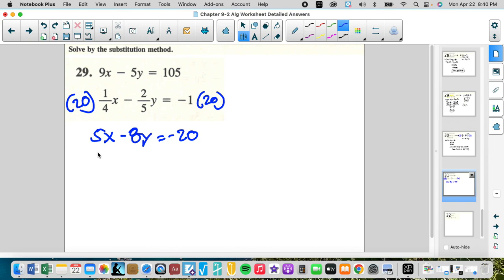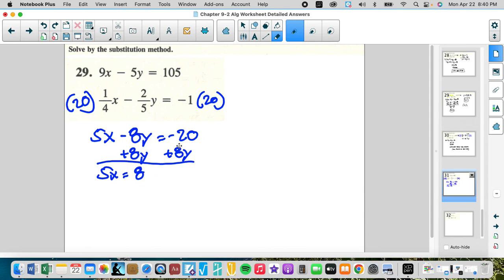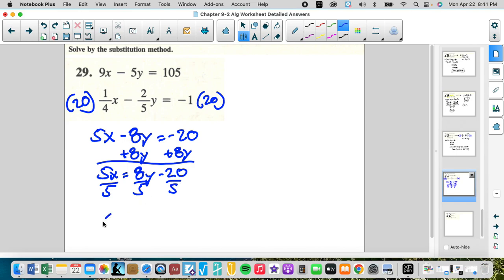Now I'm going to move things around. I'll isolate. None of these are going to be fun. I'm going to isolate for x. I'm going to add 8y. 5x equals 8y, and this is a real test of your manipulating equations and also dealing with substitution. When we divide, we're going to divide everything. So we get x equals 8/5 y minus 4.